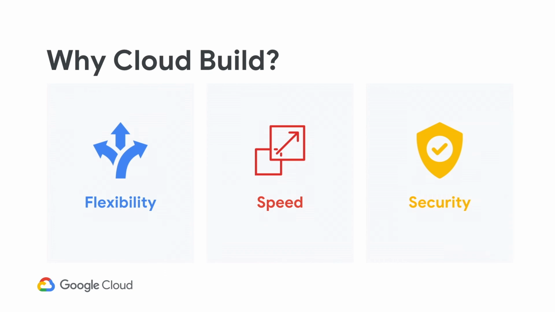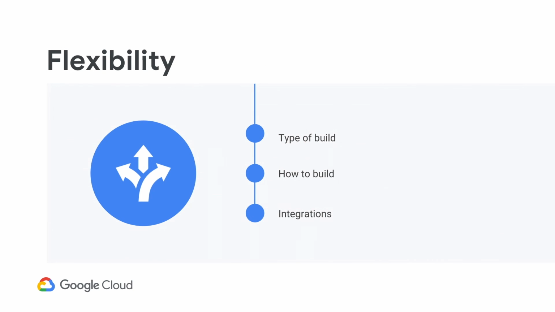So let's start with flexibility. The flexibility aspect of Cloud Build really comes from three different areas. The first and foremost is the type of builds you can create. The second is how you can build. And the third is the integration pieces. When I speak about the type of build you can create, Cloud Build is really flexible when it comes to what you want to create.